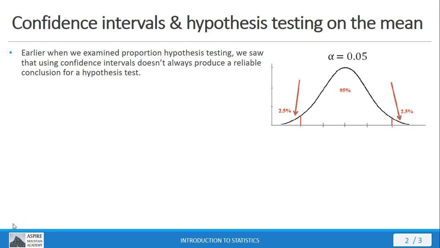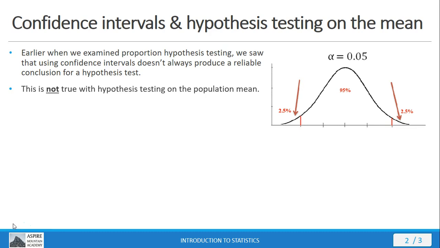So if you recall earlier, we were looking at proportion hypothesis testing. We saw that using confidence intervals doesn't always produce the same result that we get from the formal method of hypothesis testing. And so we were going to use the hypothesis testing for testing a claim about a proportion, then the confidence interval for actually estimating a population parameter.